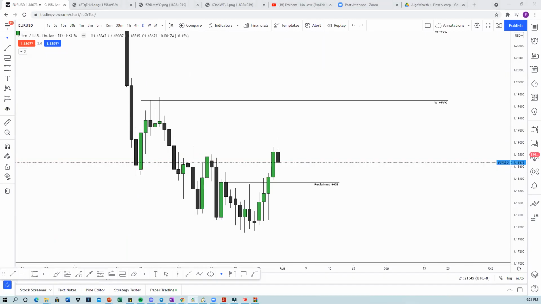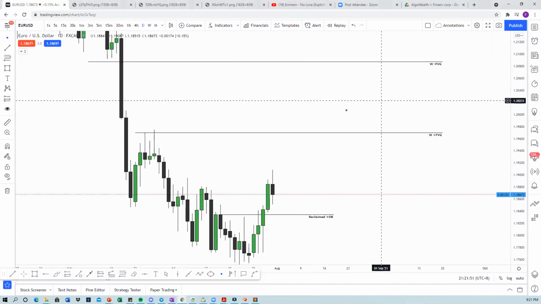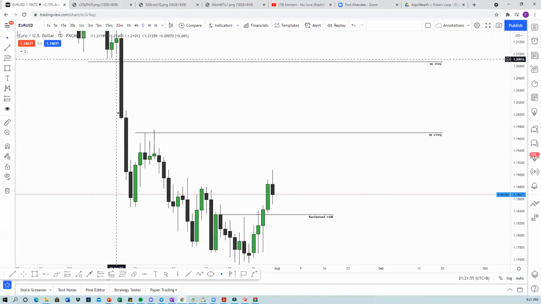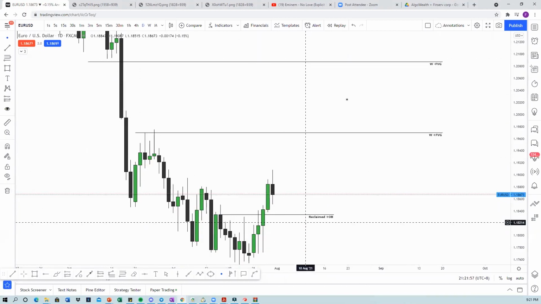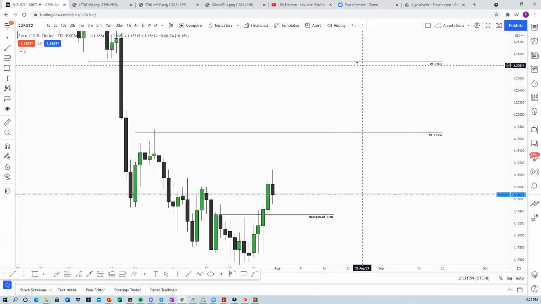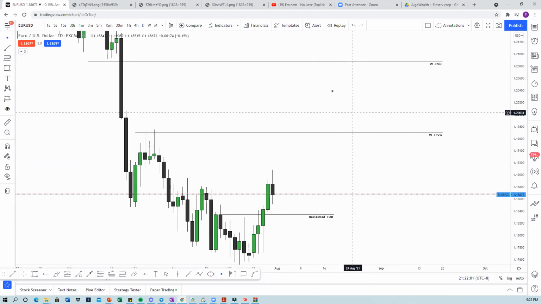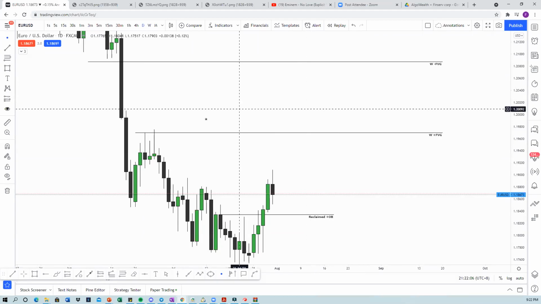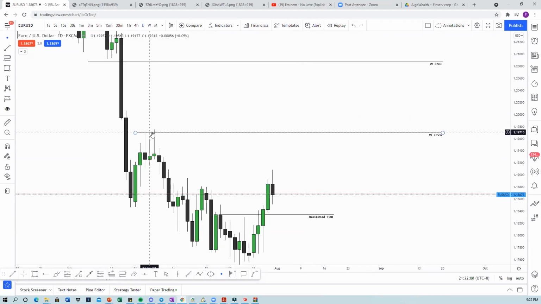So then what's your draw? The question is, what is my draw on liquidity? Your draw on liquidity would be the weekly fair value gap, or this entire liquidity void. You want to see price at least trying to fill this up. Upon filling that up, what's happening? We're taking out a strong high, right?